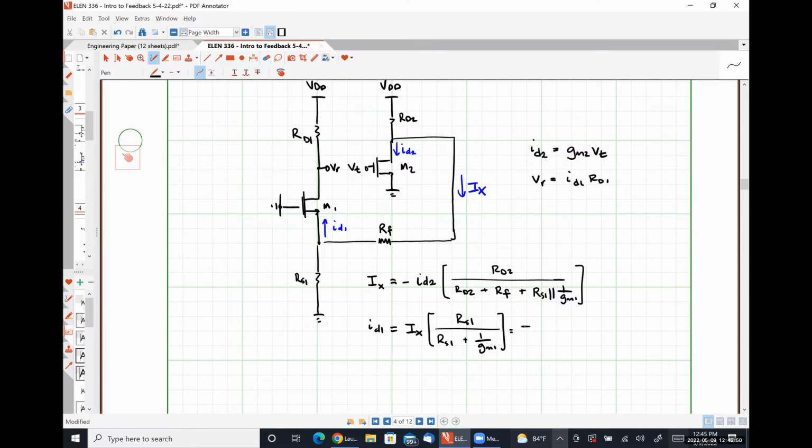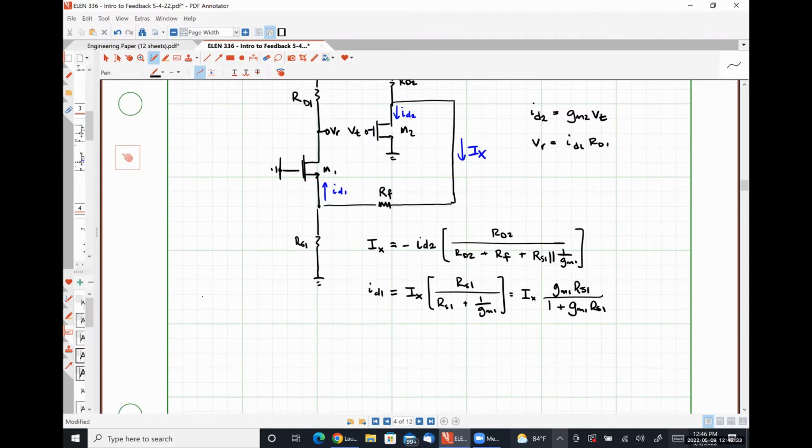Or we could write this as IX times GM1 RS1 over 1 plus GM1 RS1. And we now have a way, simply substituting IX into here, ID2 into here, we can relate the quantities VR and VT. Their ratio, again, gives us our loop gain.